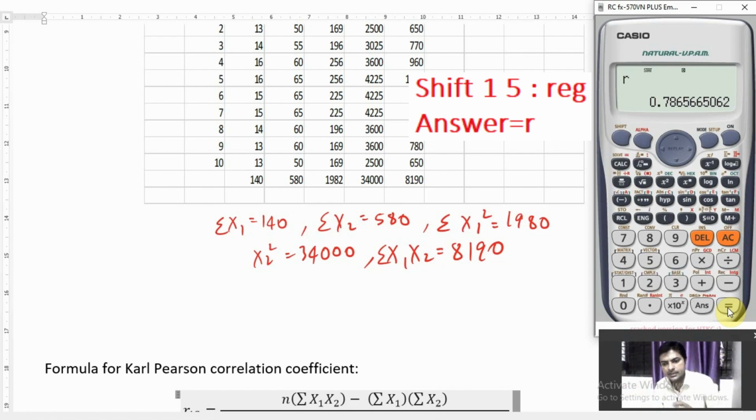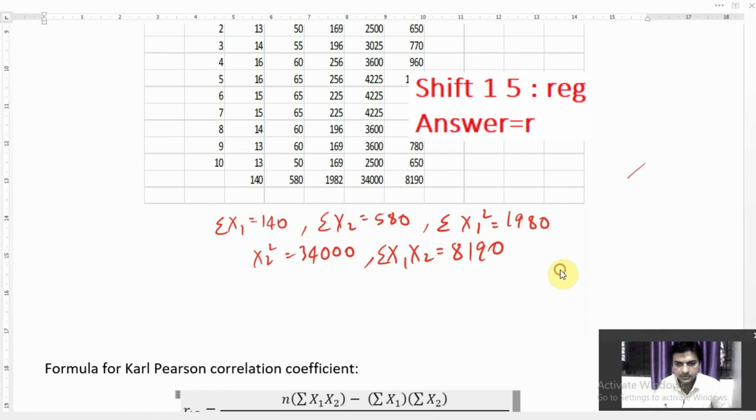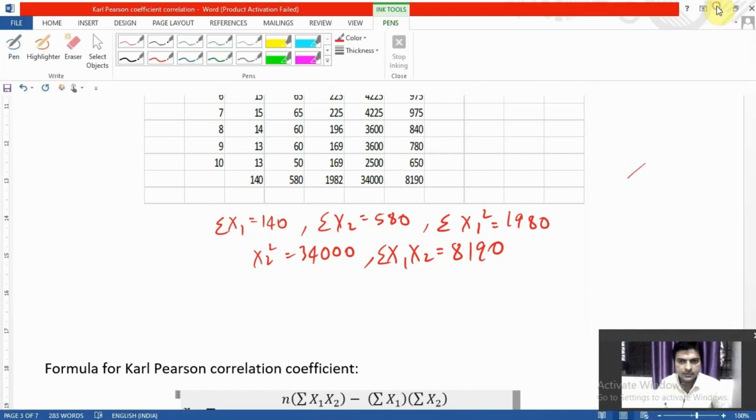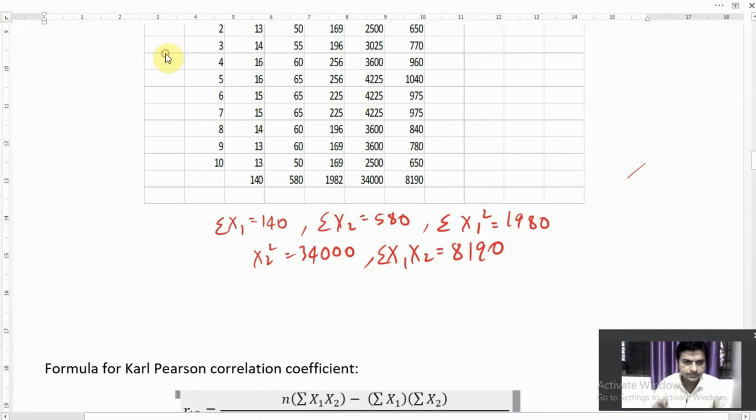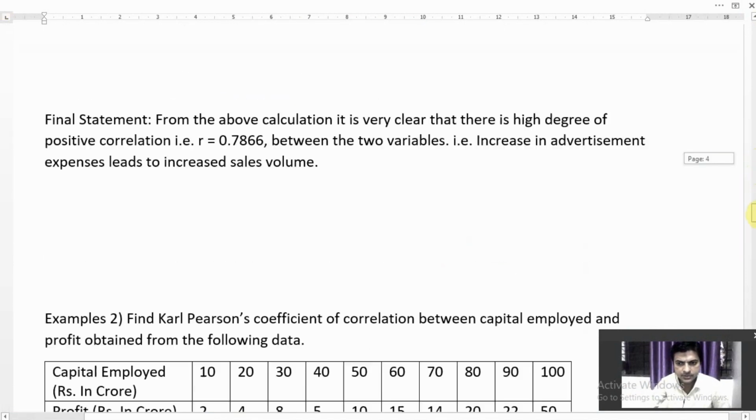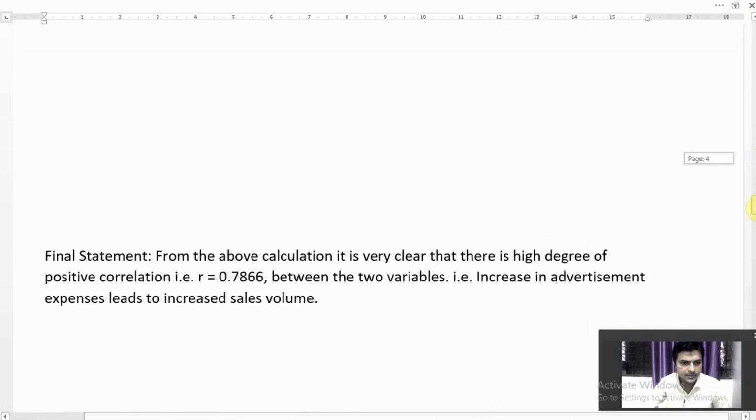Correlation, you can verify this answer. Yes, students, in the exam you have to write the table and all the values, and you see that whatever the values you substitute, it must be verified in the calculator. So this is how we simplify the first example. Yes, with the same speed we can see from the above calculations, it is very clear that there is a high degree of positive correlation, r is equal to 0.786 between the two variables.